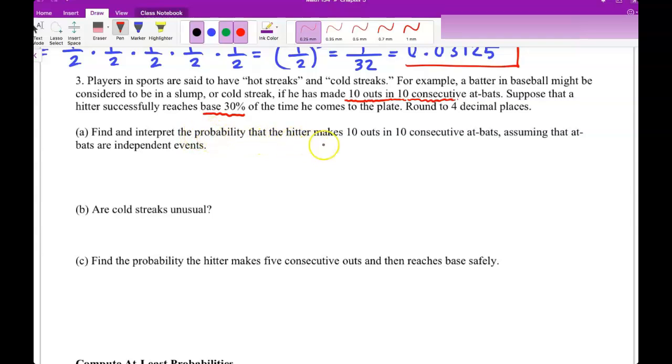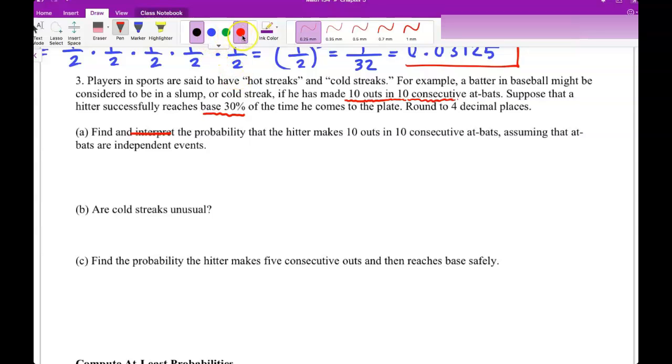Okay, part A: find and interpret the probability that the hitter makes 10 outs in 10 consecutive at-bats, assuming that at-bats are independent events. So I'm going to find the probability that the hitter makes 10 outs in 10 consecutive at-bats.